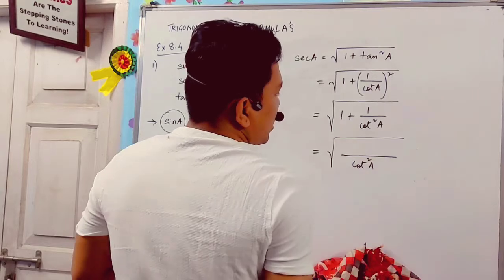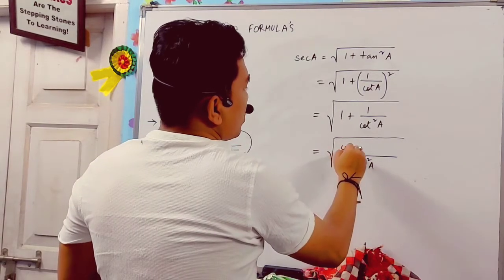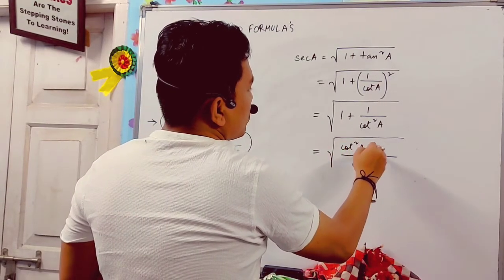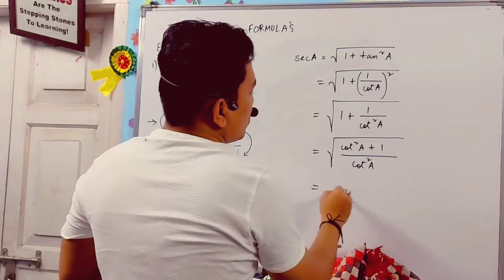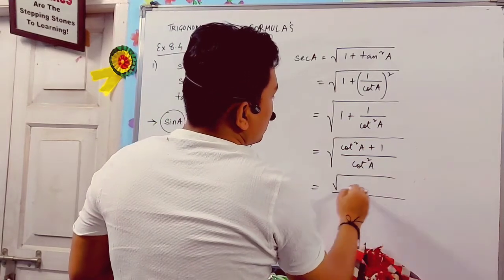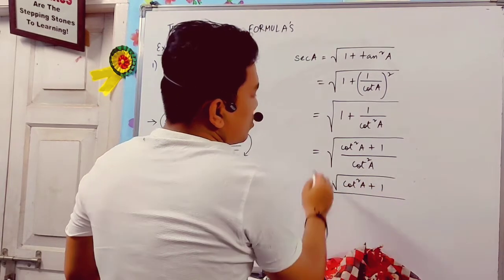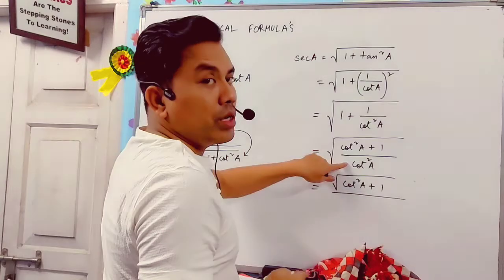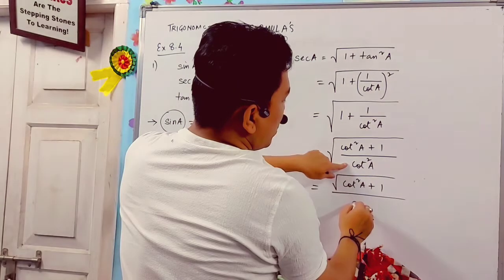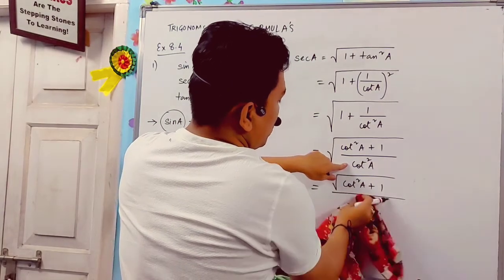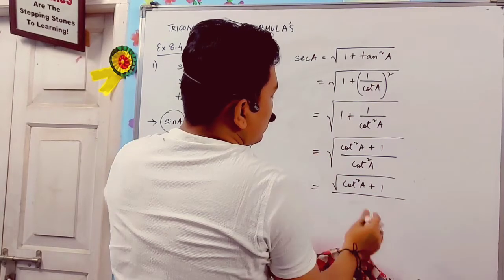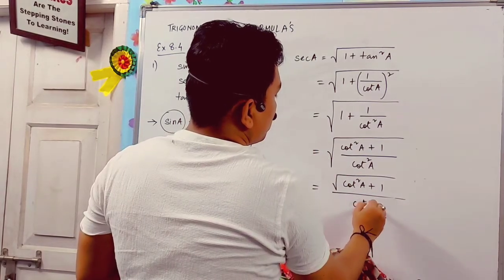Cot square A will be the LCM. Here what will remain? Cot square A plus 1. Now, at the top you keep the square root, and at the bottom, the square root of a perfect square number will result in that number. The only thing we have to do is remove the square cot A.